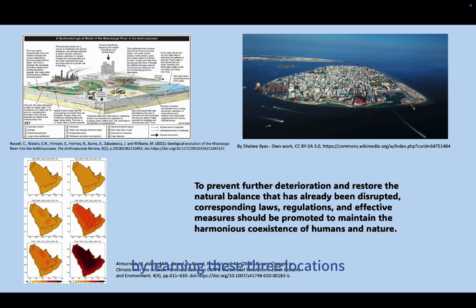By learning about these three locations, we can clearly see the damage to the environment caused by the impact of human activities and rapid development. To prevent further deterioration and to restore the natural balance that has already been disrupted, corresponding laws, regulations, and effective measures should be promoted to maintain the harmonious coexistence of humans and nature.